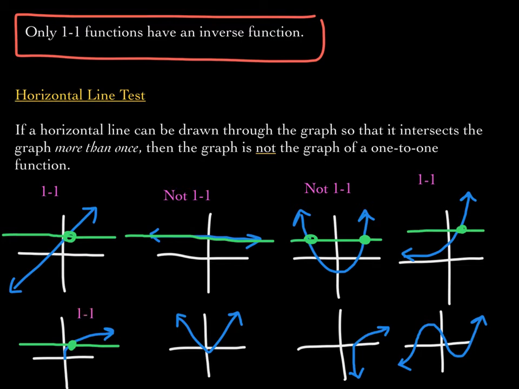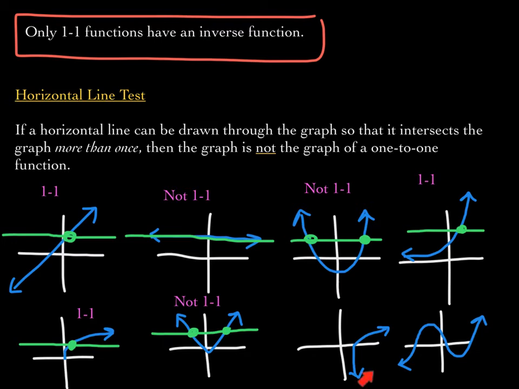Now this one is the graph of an absolute value function. And we actually determined a little while ago that an absolute value function is not one-to-one. And here's a visual representation for this, right? So this one is definitely not one-to-one. Absolute value functions are not one-to-one.